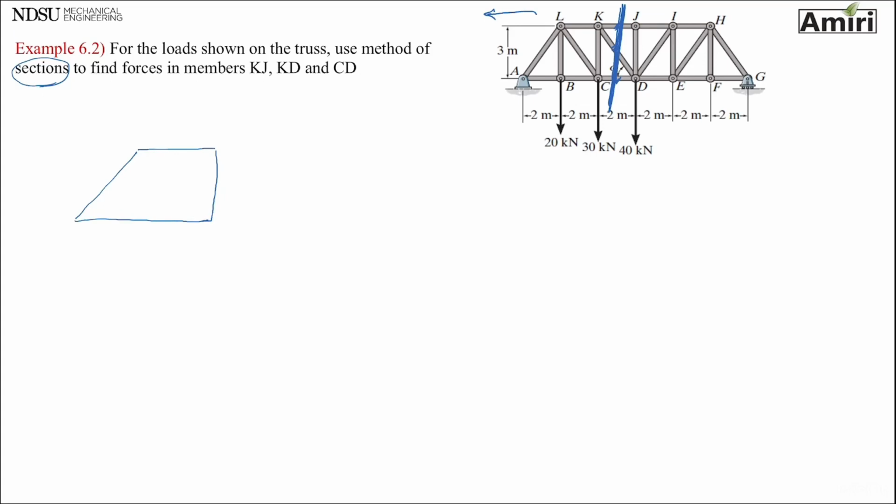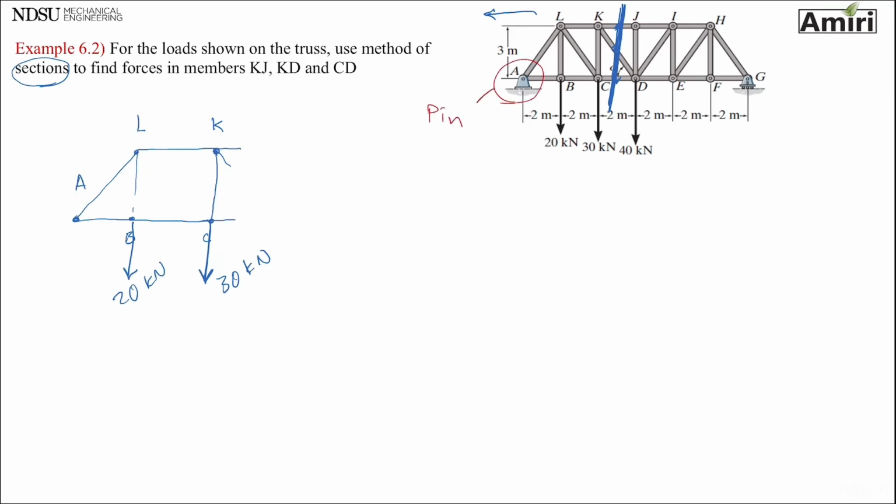Okay, this is K, this is C, this is B, this is L, and this is A. Active forces, I have 30 kilonewton at point C. I have 20 kilonewton at point B. Reactive forces are going to be forces that are unknown. The first one I see is at point A.